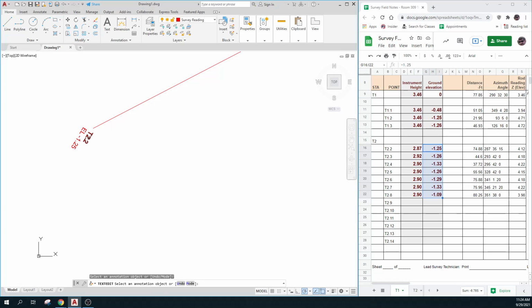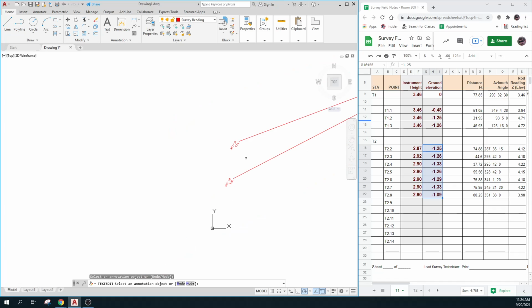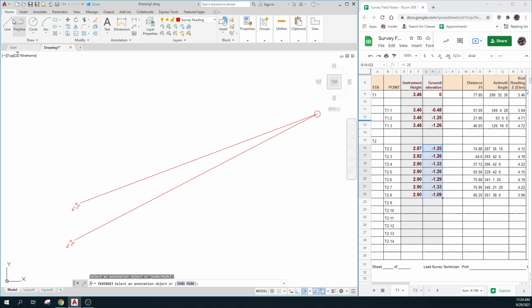And remember, the reason I started with 2.2 is that one is the same as 1.2. So it's just my way of making sure that I'm corresponding these things. So this one is T 2.3, and it's at an elevation of minus 1.26. Let's see how we do on my next one.